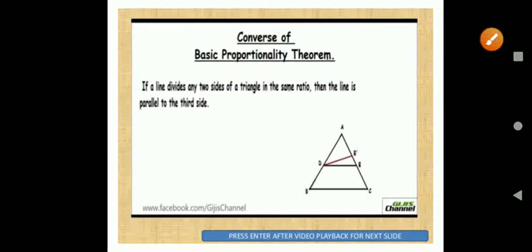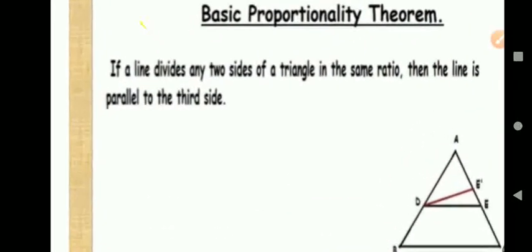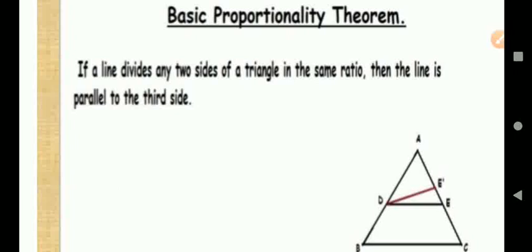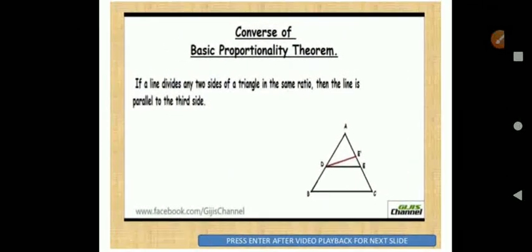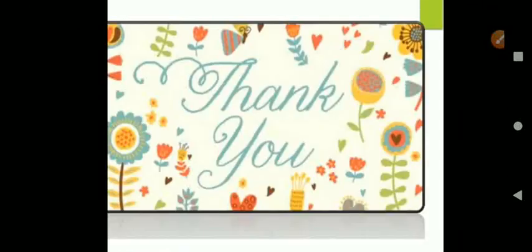Now the converse of BPT theorem. If a line divides any two sides of a triangle in the same ratio, then the line is parallel to the third side. In the Thales theorem, it is given that DE is parallel to BC, and if DE is parallel to BC, then we can say that the ratios are equal. Now in the converse statement, it is given that if ratios are equal, then the line is parallel to the remaining third side. It is called as a converse of basic proportionality theorem. And now in this way we discuss about the theorems which are given in this chapter.